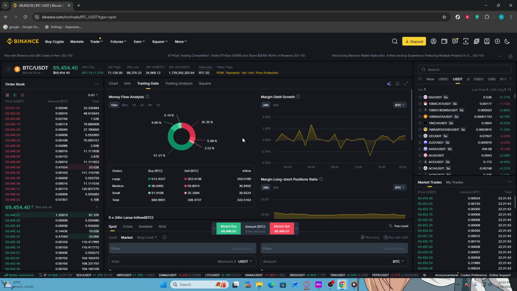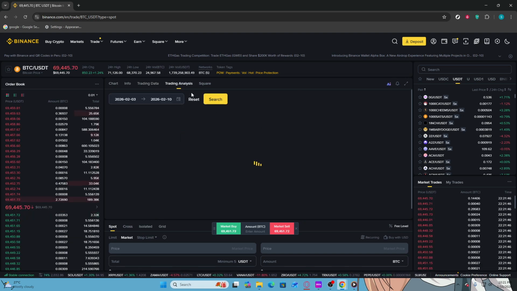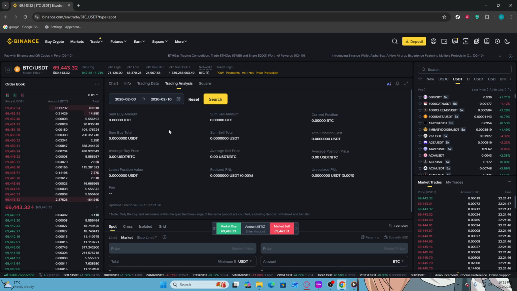Following this, explore the trading analysis section to view insights and recommendations based on market data. This feature can provide you with valuable perspectives that may influence your trading decisions.